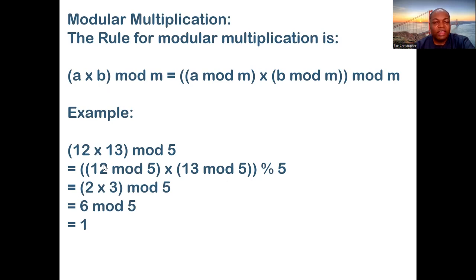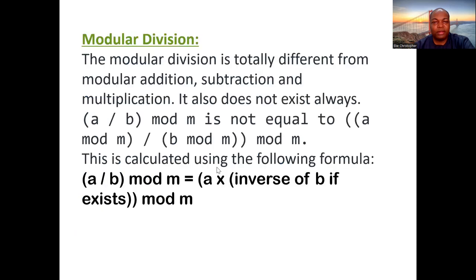Okay, so we have 12 mod 5 equals 2, while 13 mod 5 equals 3. And then mod 5, 2 times 3 is 6, so 6 mod 5. 6 divided by 5 is 1, remainder 1. So 6 mod 5 equals 1. I hope it's very, very clear.